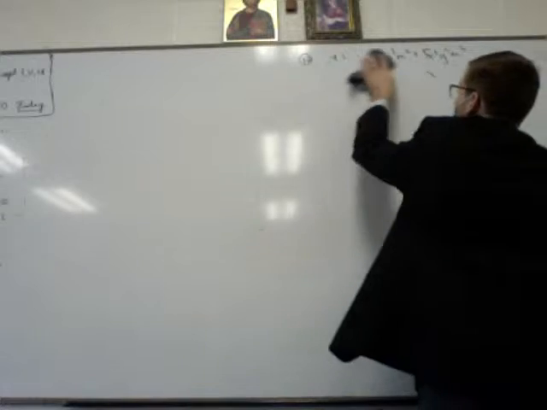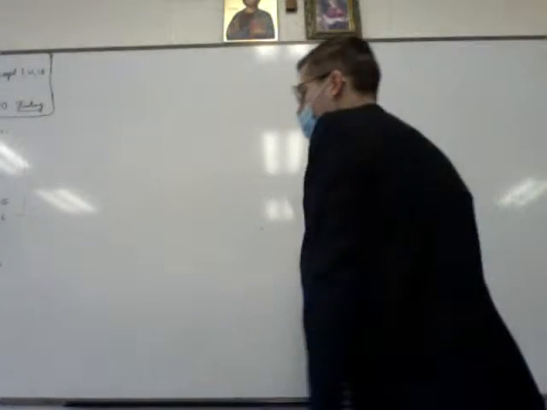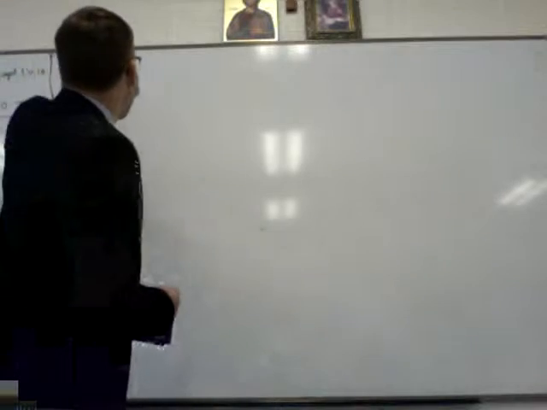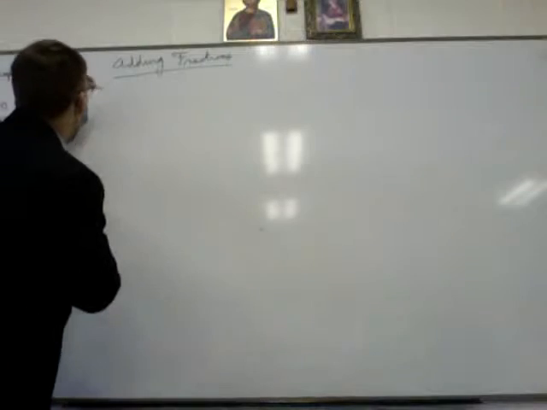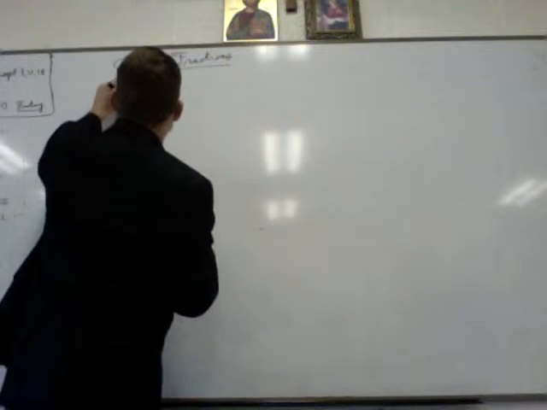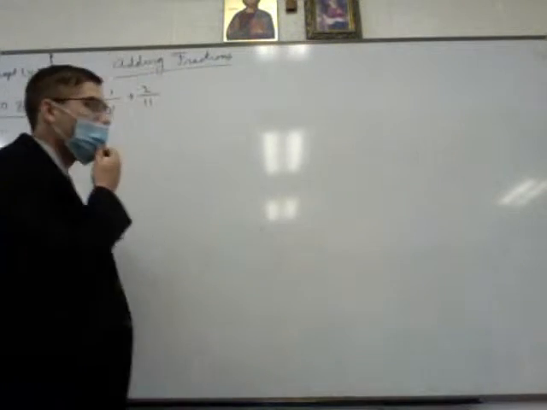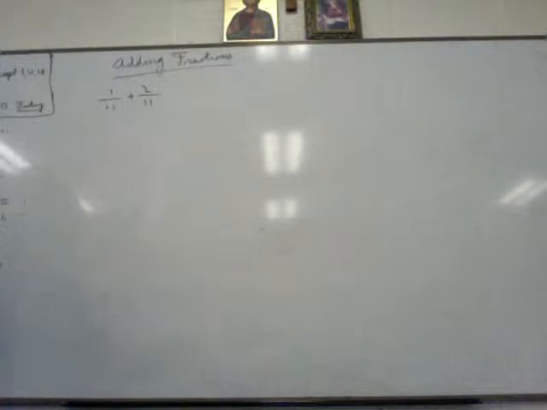Let's quickly talk about adding fractions. If you don't know how to add fractions consistently, if I have something like 1 over 11 plus 2 over 11, how do I do that? How do I add 1/11 and 2/11?